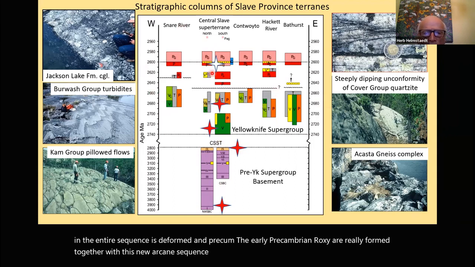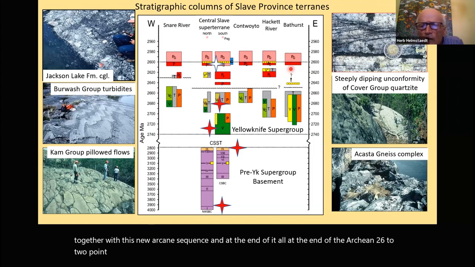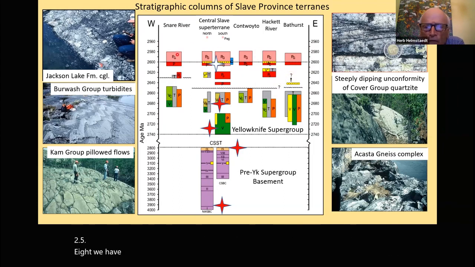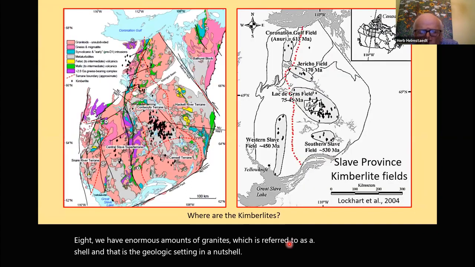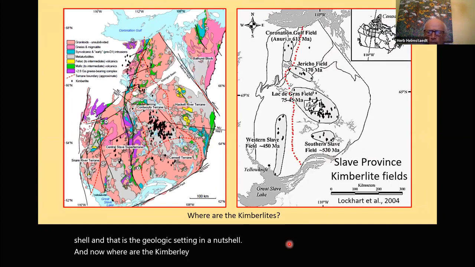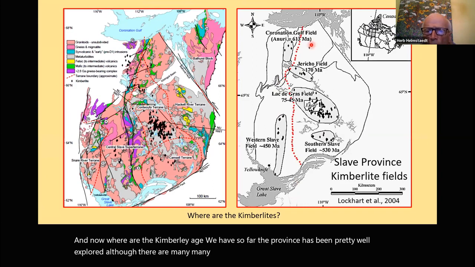And at the end of it all, at the end of the Archean, 2.6 to 2.58, we have enormous amounts of granites, which is referred to as a granite bloom. So that is the geologic setting in a nutshell. And now, where are the kimberlites? So far, the province has been pretty well explored, although there are many, many more mines to find as far as I'm concerned.